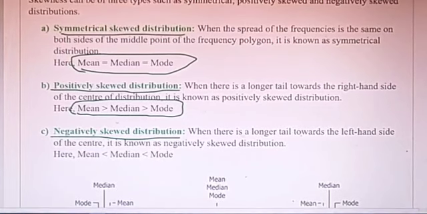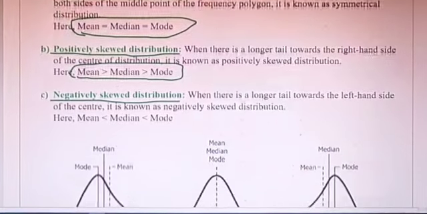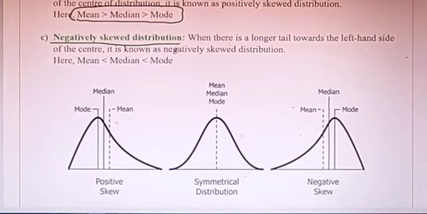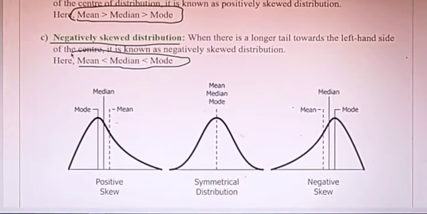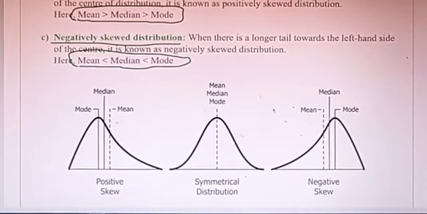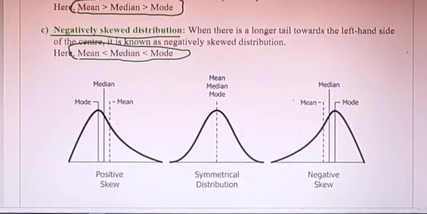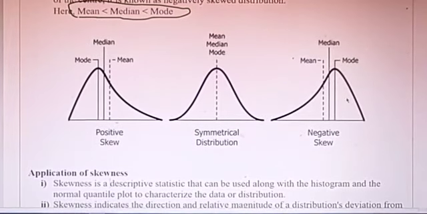Okay, and just the reverse of this happens in negatively skewed distribution, where mean is less than median and median is less than mode. So you can also present these 3 types of skewness through this diagram.